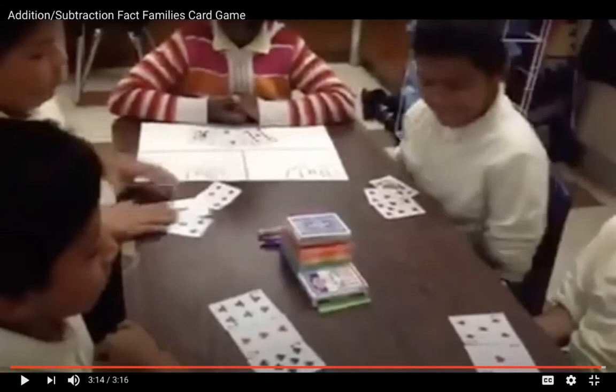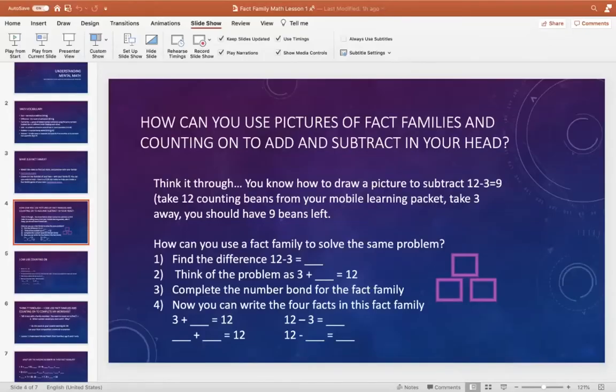So moving on in our lesson, after you play that game, let's see, can you see my screen? I want to make sure you see my screen. I am going to share my screen, and we're moving on to the next slide.